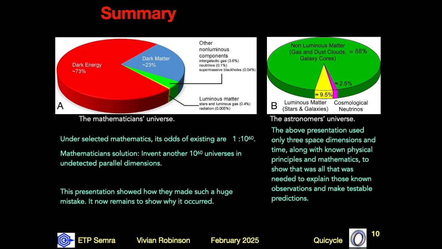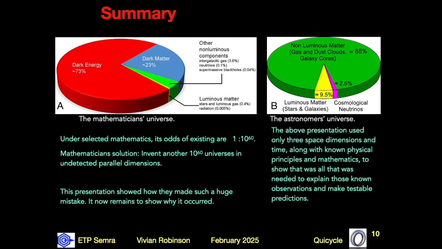In summary, Figure A is the mathematician's universe. Under favorably selected mathematics, its odds of existing are 1 in 10 to the 60. The mathematician's solutions included inventing another 10 to the 60 universes in undetected parallel dimensions. A mistake that is out by 10 to the 60 times the mass of the observed universe is about as bad as it can get.